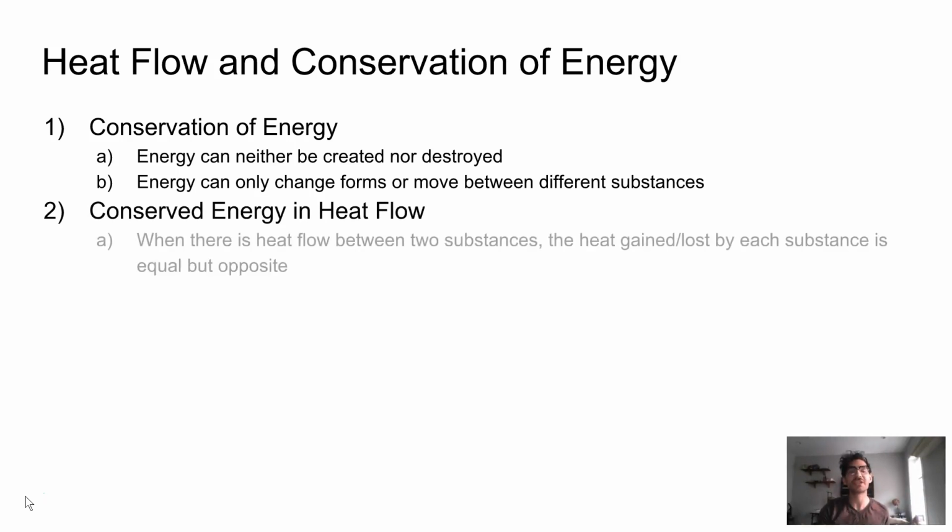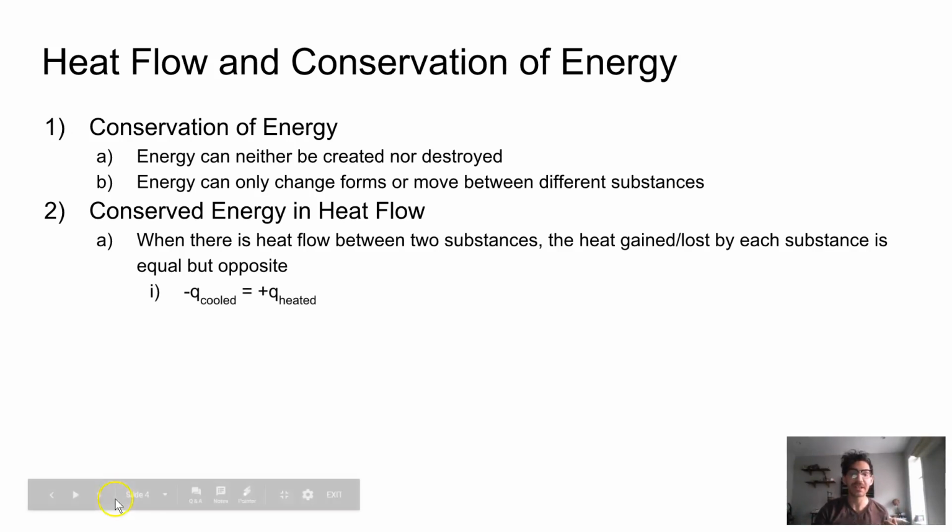So when we conserve energy in heat flow, when there is heat flow between two substances, heat gained or lost by each substance is equal but opposite. So whatever gets cooled down, the Q, or heat flow for it, is going to be negative. And that number is going to be equal to the heat gained by whatever's being heated up.